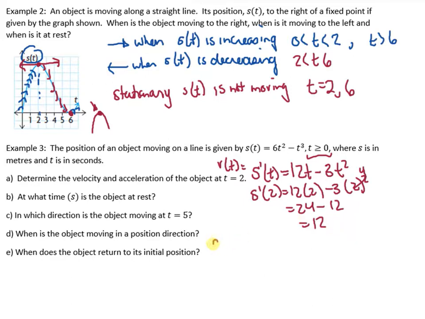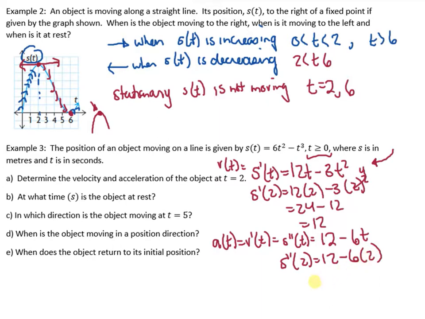And the acceleration at time t is just the first derivative of the velocity, or the second derivative of s at t. So we start with the first derivative, 12t minus 3t squared. We get 12, and then minus 3t squared gives negative 6t. Now let's sub in our number 2. So 12 minus 6 times 2, that's 12 minus 12, we get 0. So at time equals 2, the velocity is 12, and the acceleration is 0.